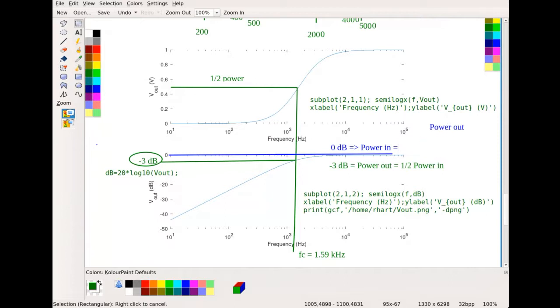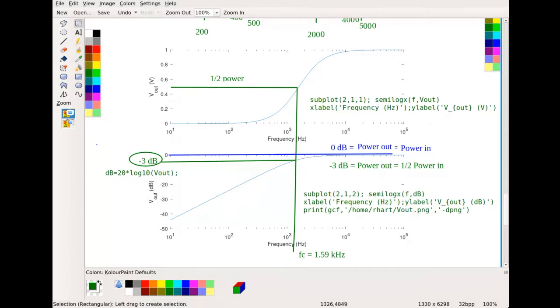Normally, the question is, how much are we getting out? Okay. And so power out is equal to power in at 0 dBs. At minus 3 dBs, we've lost 50% of our power. Okay. And that just comes directly from the log equation.